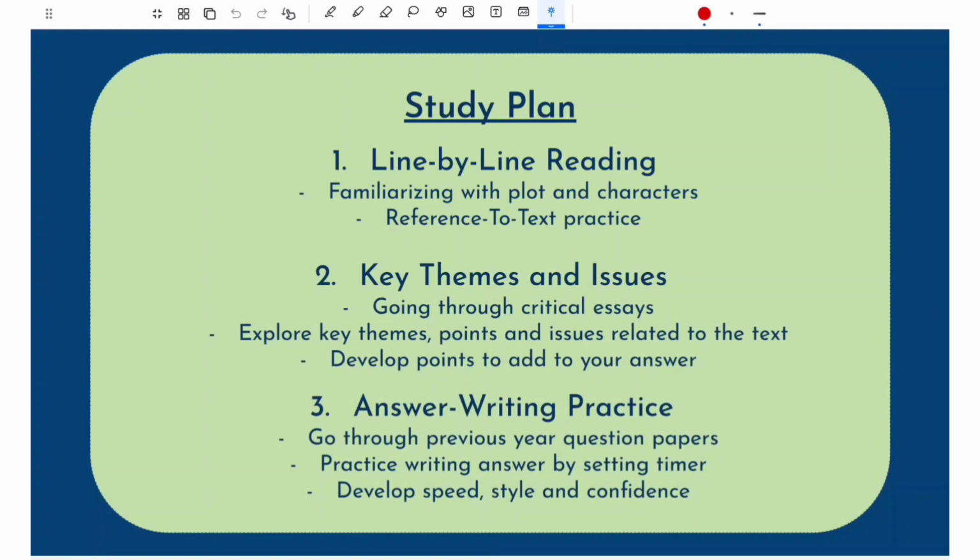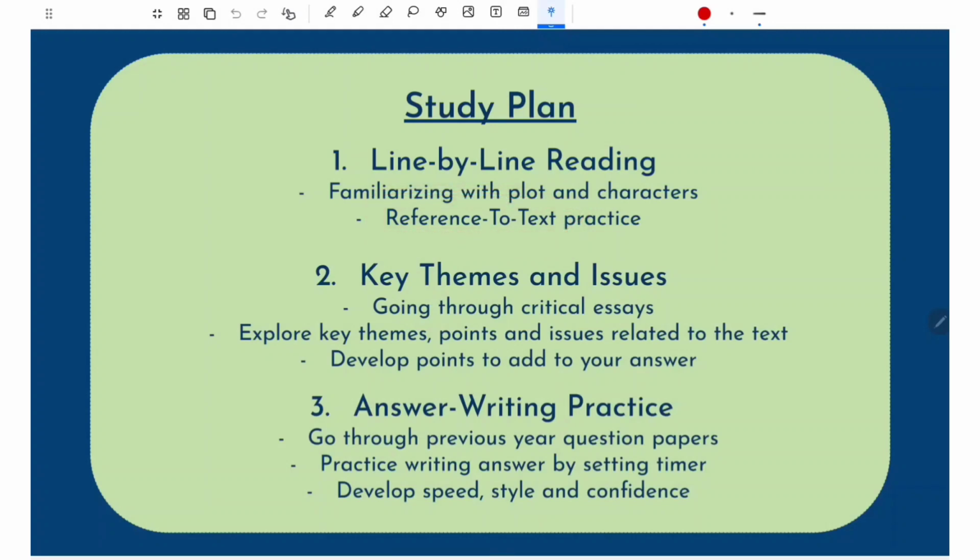What you can do is familiarize yourself with the plot and the characters and all other aspects related to the text. Find a source that is reliable and read the whole summary and memorize all these aspects. On our YouTube channel, we'll be discussing the in-depth summary of each text, so you can stay tuned for that as well. Along with it, I'll be discussing some of the most important lines from the text in your syllabus, and that will help you prepare for the reference to text questions.